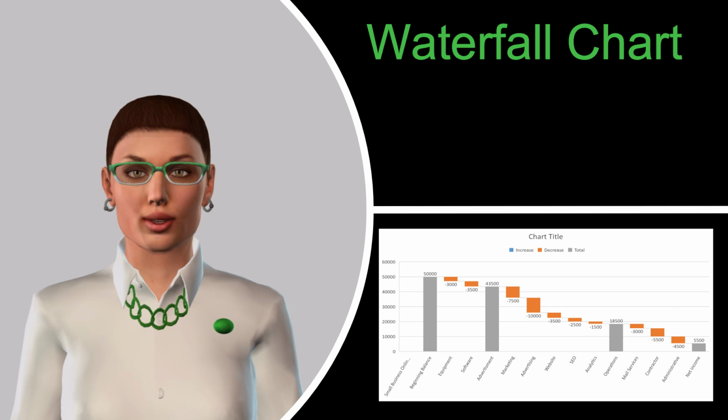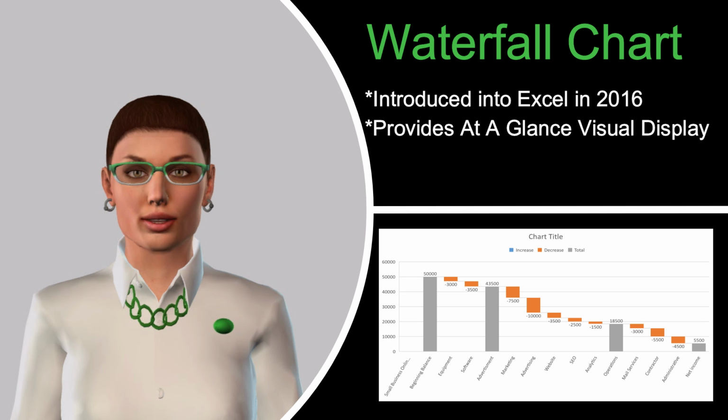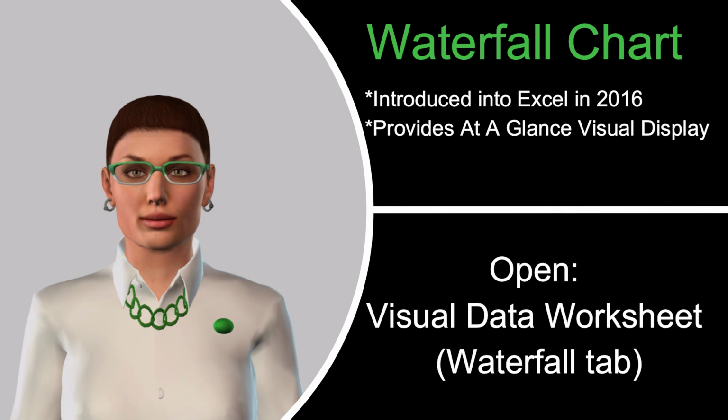A waterfall chart is a special type of Excel column chart which is utilized to highlight how a value's starting position increases or decreases through a series of changes to reach the end value. The first and the last column in the typical waterfall represents the total values. The waterfall chart was introduced into Excel in 2016 and provides an at-a-glance visual display of the positive or negative changes as this video will demonstrate.